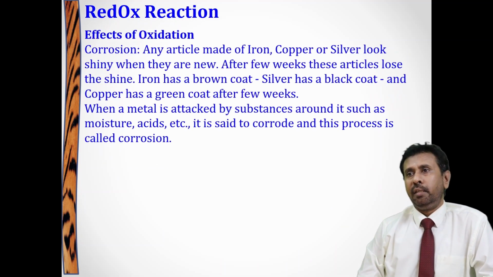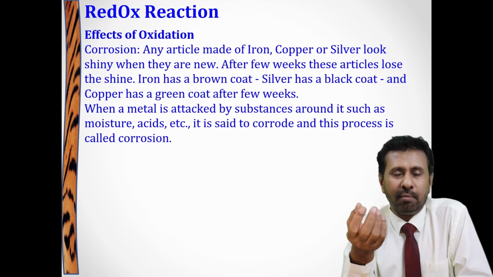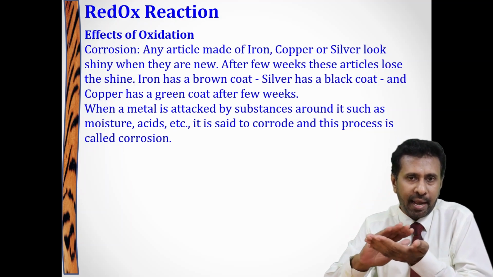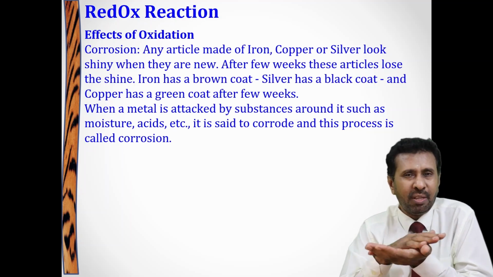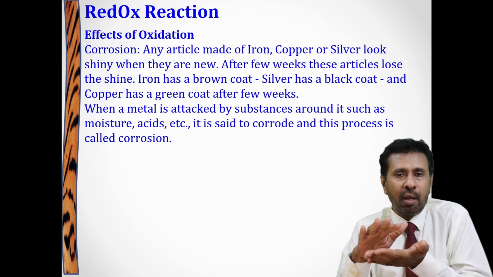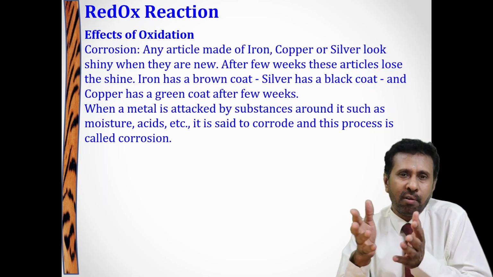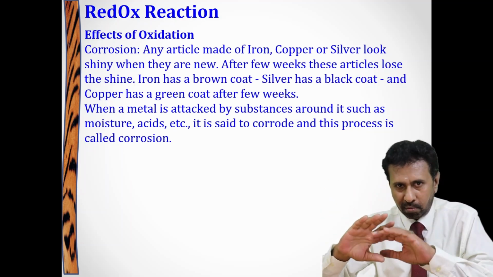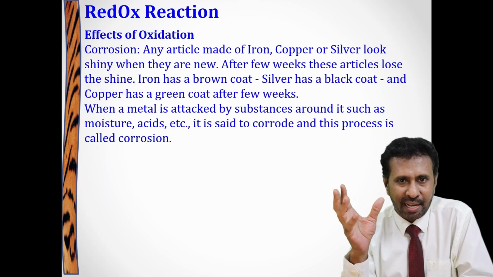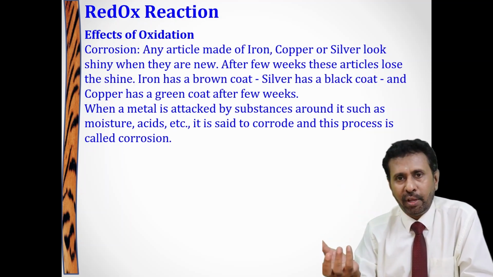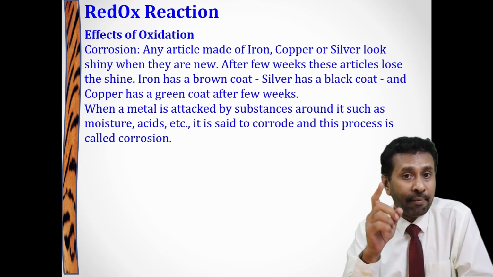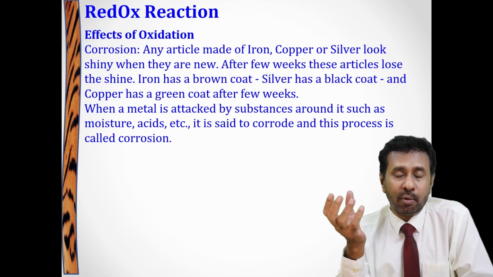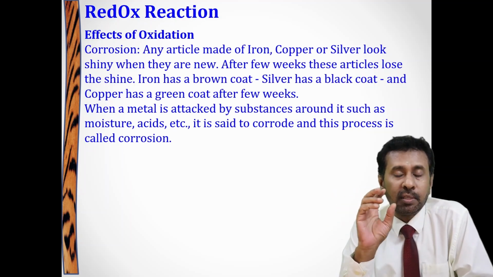So let's see the effects of oxidation. Any metal, say for example iron or zinc, when exposed to air will react with the oxygen in the air and form a coating of oxide. This oxide forms a coating with a different color. Usually, when we see articles made of iron for the first time, when removed from the cover, they are very shiny. They have a luster. But after exposure to air for a few days or weeks, a coat forms. In iron, a brown coat forms. In silver, a black coat forms.